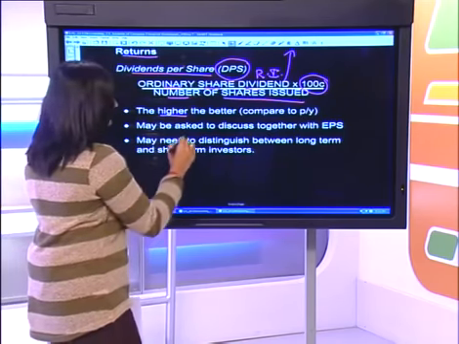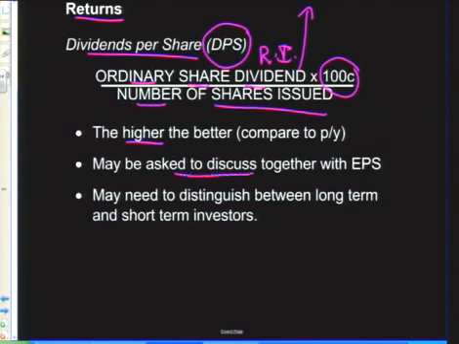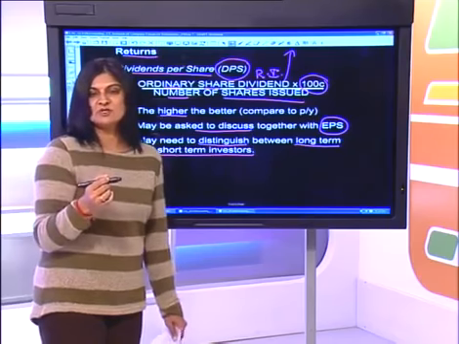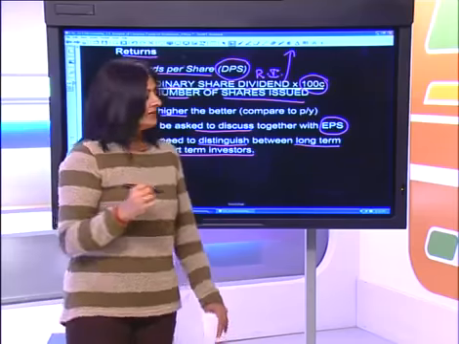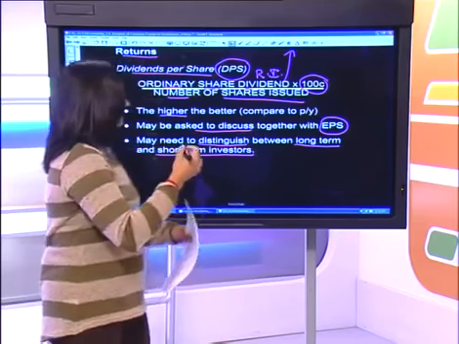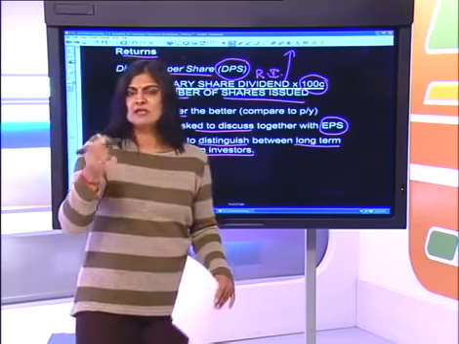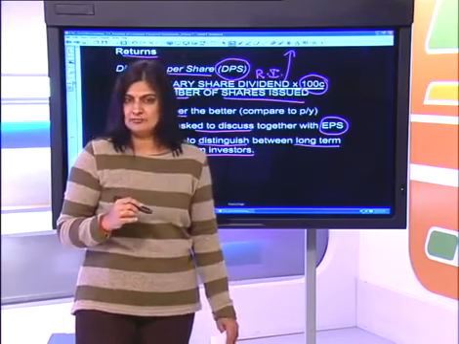You may be asked to discuss together with EPS, earnings per share, and here, there is a possibility that you may be asked to distinguish between your long-term and your short-term investors. In other words, remember, dividends per share is your shareholders' share of the profit. Now, you're probably thinking, obviously, the higher the profit, the more dividends a company can pay out.